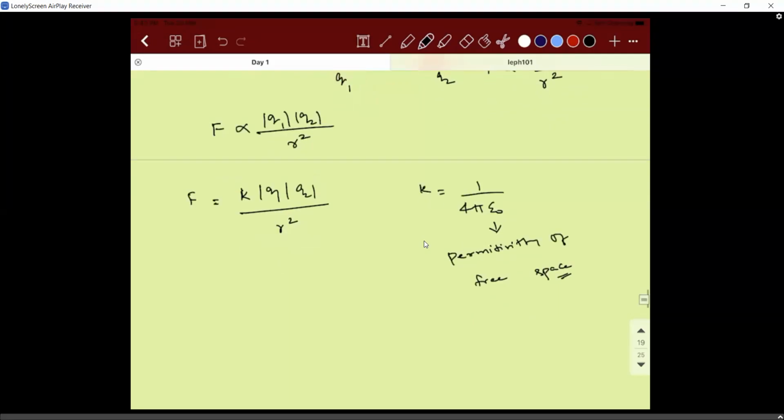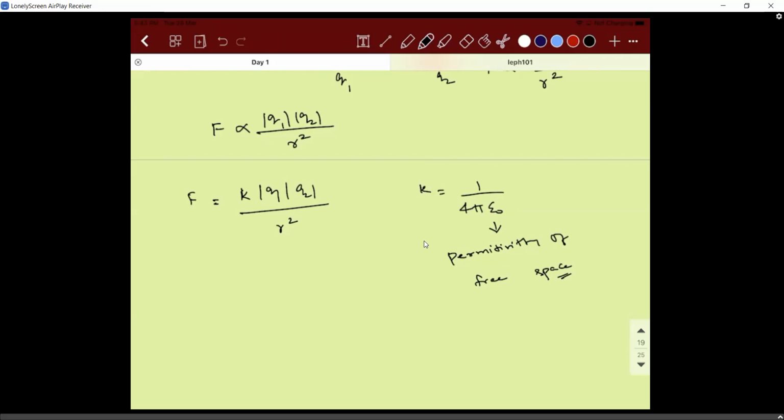Now, basically there are two parameters we'll be learning this year. One is called epsilon naught, which is learned in electrostatics, and the second is called mu naught, which is learned in magnetism. This epsilon naught and mu naught have relevance with respect to an important parameter called the speed of light. We know what the speed of light is, right? In air or vacuum, it is going to be 3 into 10 power 8 meters per second.